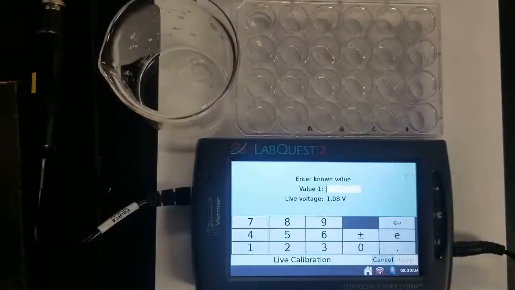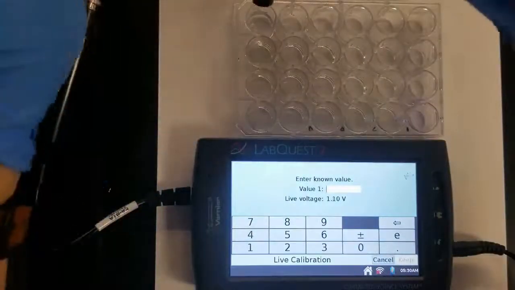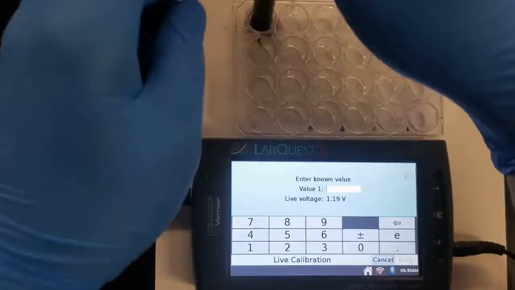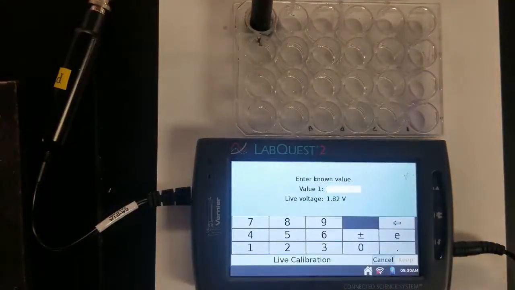And then just take a little towel, wipe it down. Don't scratch the bottom electrode though, so just wipe kind of the sides. And then place it in your pH 2 buffer. And you can see the voltage is changing. And so we want to give it a minute until it stabilizes.